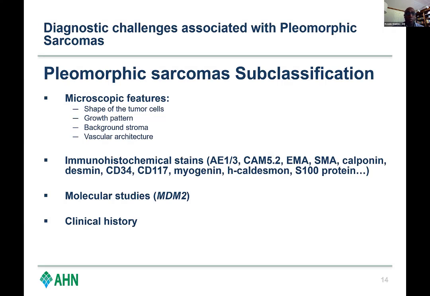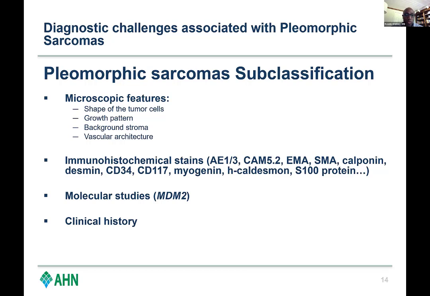To do so, we rely on histologic features. The shape of the tumor cell: are the tumor cells spindle, are they epithelioid, are they round, are they like giant cells? We look at the growth pattern. Do we have spindle cells arranged in fascicles? Do we have larger cells arranged in sheets? We look at the stroma. Is the stroma collagenous, fibrous? Is it myxoid? Do we have necrosis? And we look at the vascular pattern. Do we have a curvilinear vasculature? Do we have a plexiform vasculature? Or do we have a staghorn vasculature? These are a few examples.